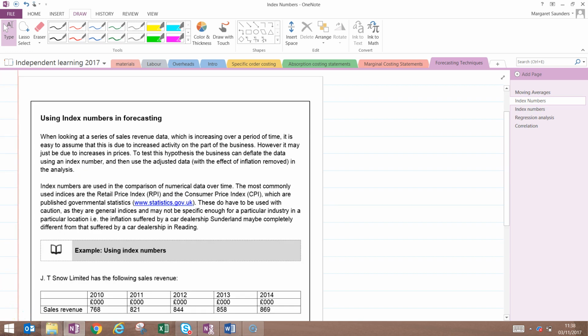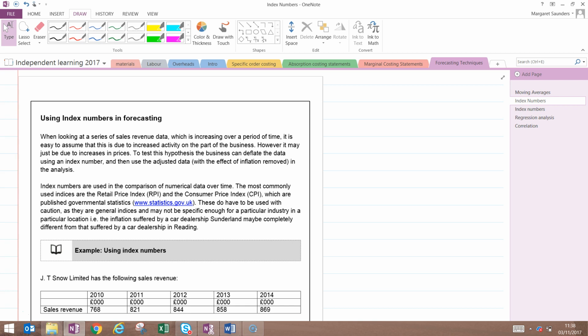When we look at a series of data which is increasing over a period of time, for example our sales data, we would easily assume that that increase in sales is due to increased activity on the part of the business. However, it may be that that increase in sales is purely due to an increase in the selling price, and that increase in selling price may be due to inflation.